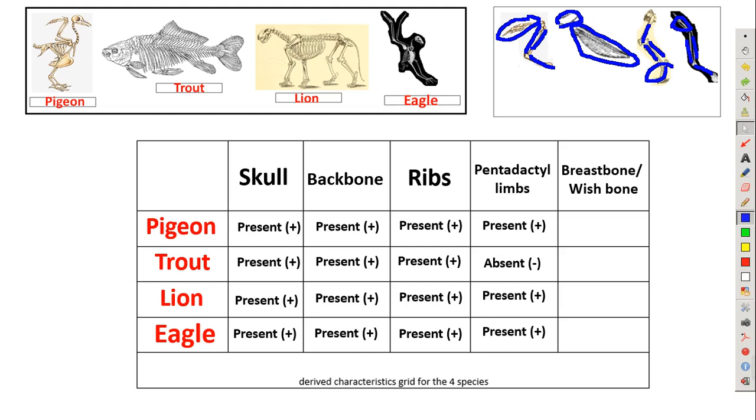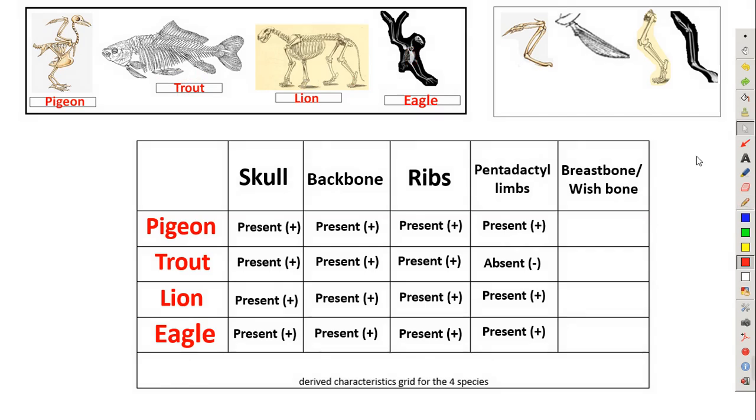And to try and see if there are different relationships between the lion, the eagle, and the pigeon, we can look at other characteristics. In this case, the breastbone, which is this bone here. We can see that the eagle and the pigeon have this breastbone. They also have the wishbone. However, lions, nothing, trout, nothing. So this breastbone, which is a fusion of some part of the rib cage, is not present in the trout or the lion.